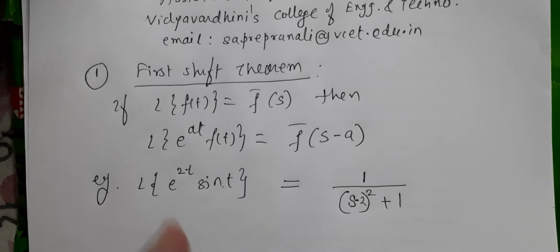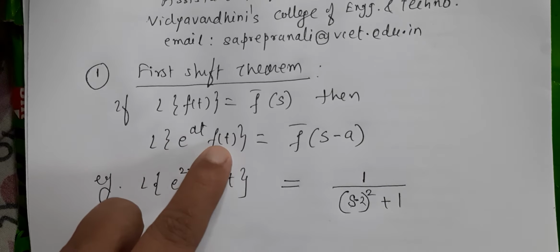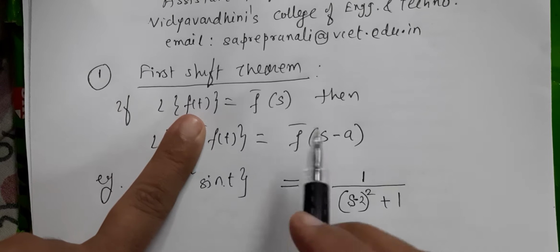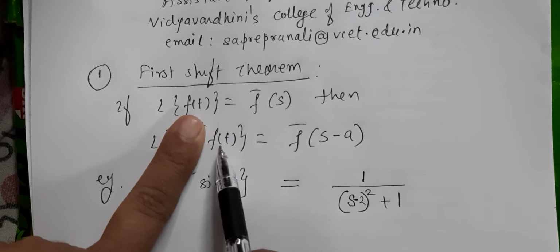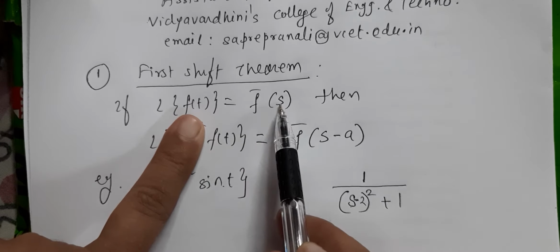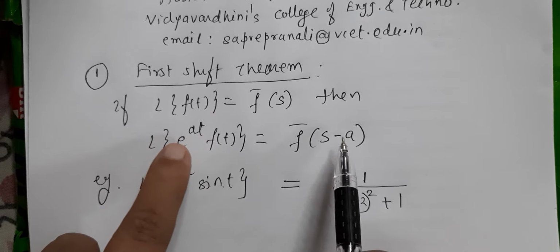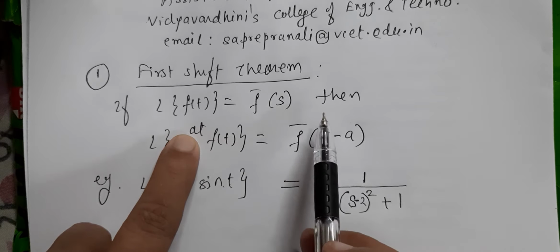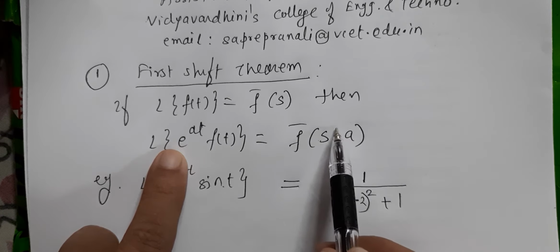I am repeating. Now come to the statement. You will understand the statement also. First step, when to apply first shift: when it is e raised to at into some function. How to apply? Just hide this e. Look at the remaining function and find Laplace of just the remaining function. What is Laplace of f of t? It is f bar of s. And then replace this s by s minus a. We have the power of e as at, so replace s by s minus a. It is opposite sign. If you have e raised to minus at, it will become f bar of s plus a.